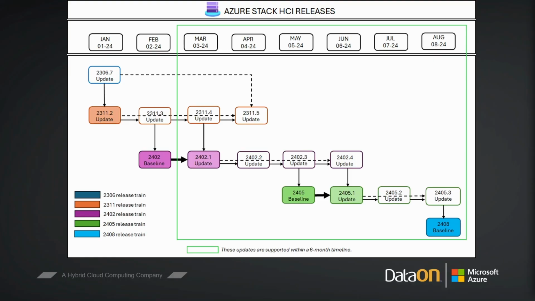Today, I'm going to upgrade one of my clusters from 2405.2 to 2405.3. This is going to allow me to upgrade to 2408 down the road, or I could instead choose to go to 2405.4 when that's released.